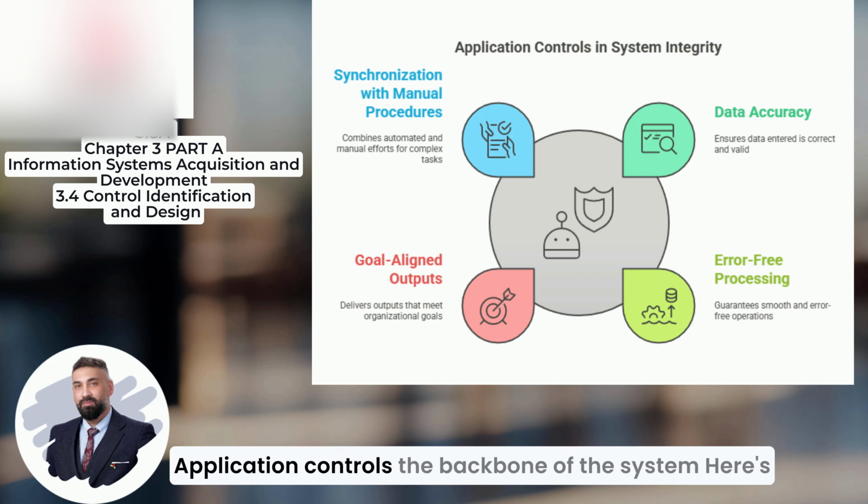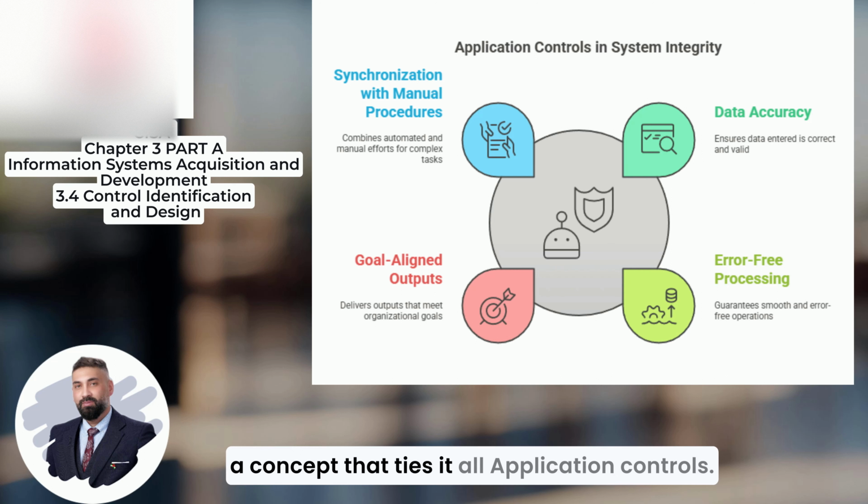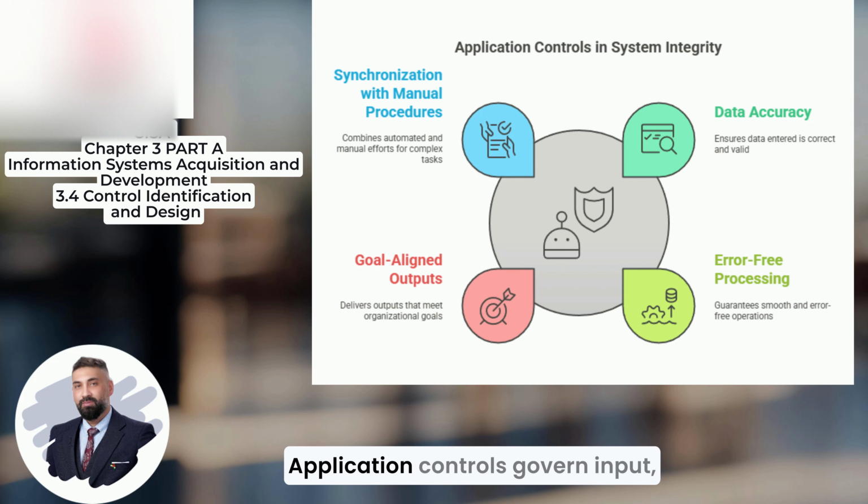Application controls, the backbone of the system. Here's a concept that ties it all together. Application controls. Think of them as the basic rules, principles, and instructions that every party in the castle agrees to for the whole enterprise to work seamlessly. Application controls govern input, processing, and output. They ensure that data entered are accurate, valid, and legitimate. Processing happens as expected, without errors or glitches. The final outputs align with goals, meeting the high standards of managers, decision makers, and auditors alike.